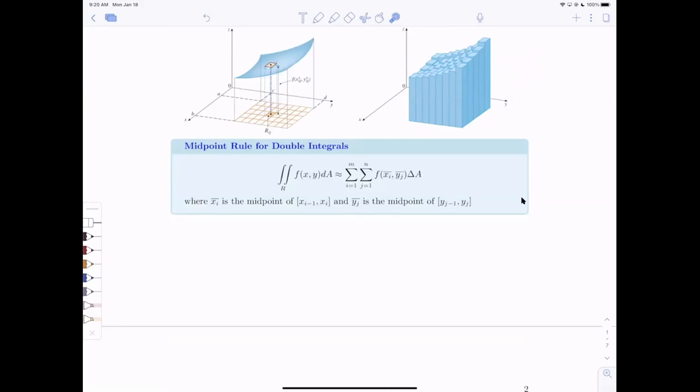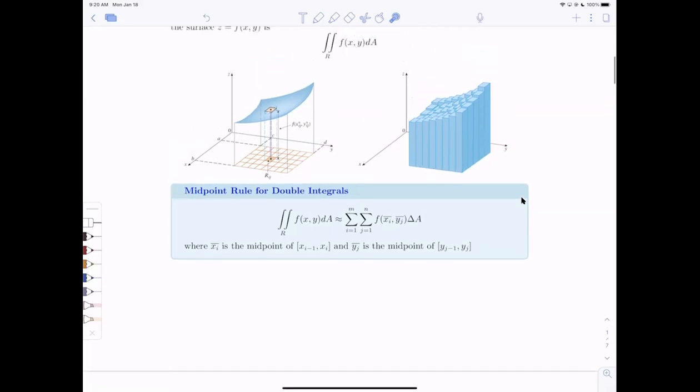The second one is called the midpoint rule. Basically, instead of taking, let's say, the upper right corner to be your sample point, you're taking the middle point of each of the squares to be your sample point. That's why we use x_i bar and y_j bar, because those are the midpoints. So x_i bar is the midpoint of x_{i-1} and x_i, and y_j bar is the midpoint of y_{j-1} and y_j.